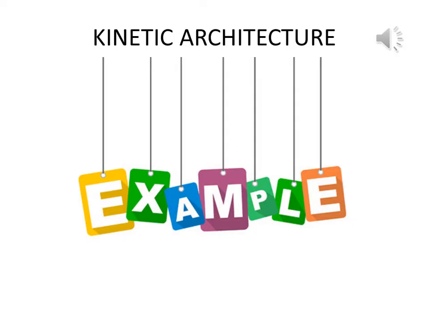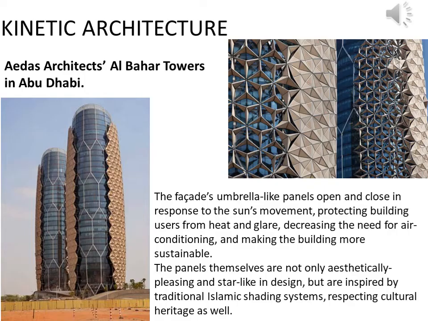Kinetic architecture examples. Coming to examples of kinetic architecture: Al Bahar Towers in Abu Dhabi, designed by Aedas architects. Here umbrella-like panels open and close in response to the sun's movement, protecting the building from heat and glare, decreasing the need for air conditioning and making the building more sustainable. This is the most important factor. At the same time, it is very pleasing aesthetically also. You can go through the details.